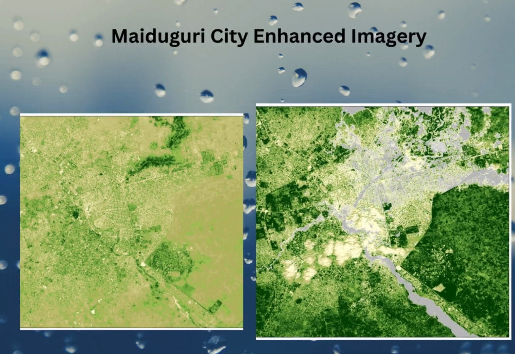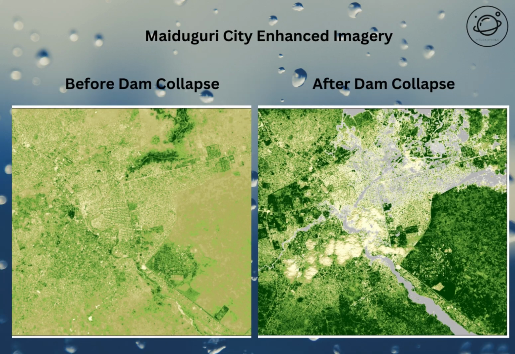3. Impact on water quality. The collapse can release contaminants that were trapped behind the dam, including industrial runoff, agricultural chemicals, and heavy metals. This can degrade water quality downstream, impacting both ecosystems and human use of the river.